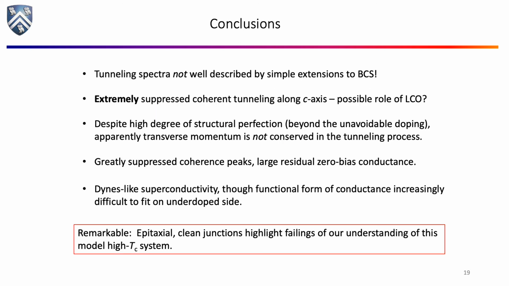So that's pretty much the main upshot of this work. I've got some supplemental slides, but I won't show them in this online presentation. It is surprising. We have epitaxial clean junctions that should be archetypes of what you expect for tunneling in clean C-axis D-wave tunneling. And in fact, you might even imagine that you'd have transverse momentum conservation in such structurally nice devices, but you apparently don't. The tunneling spectra are not well described even by simple extensions to BCS. You've got extremely suppressed coherent tunneling along the C-axis. Maybe the tunnel barrier is doing something non-innocent here.